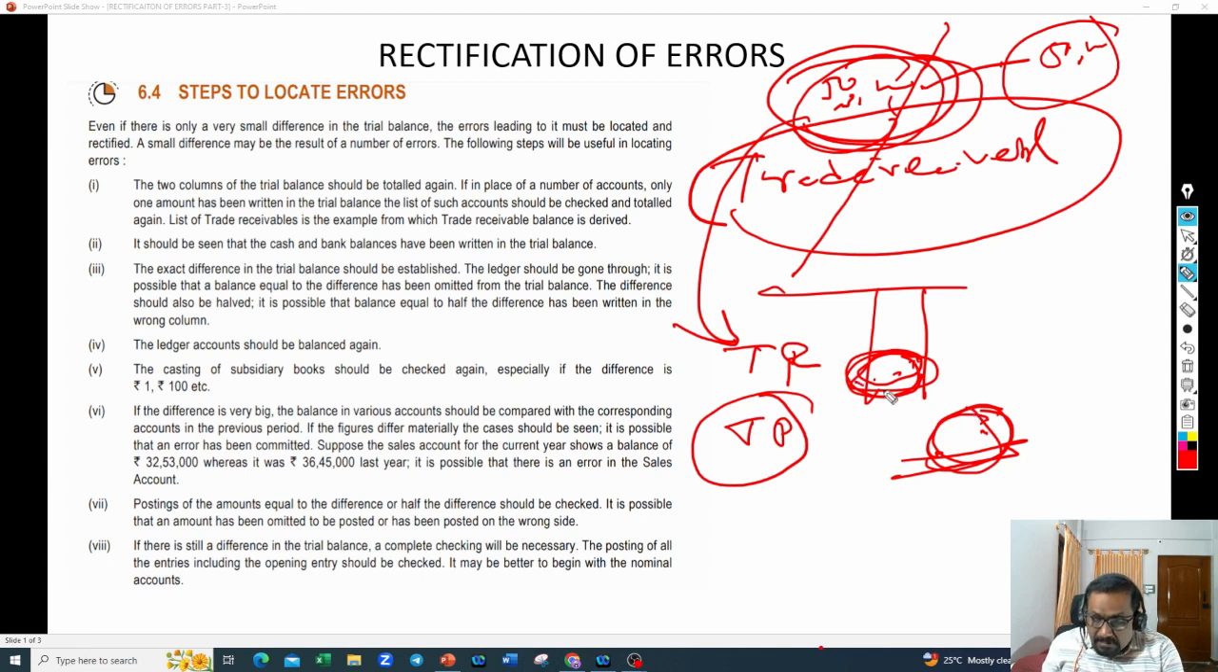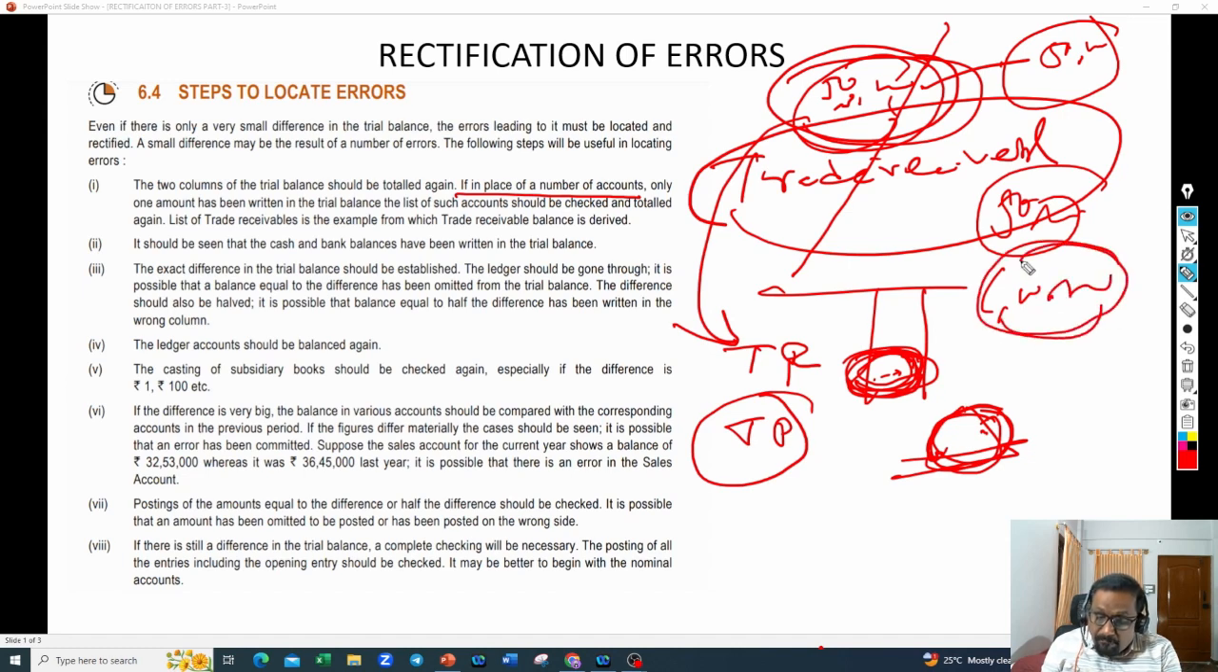So whenever you see these balances, you need to go and check those respective customer accounts and supplier accounts to understand whether the balances flown into trade receivables and trade payables are matching or not. If one account is missed out, obviously you will have a difference here. That is the reason he's saying that in place of the number of accounts, in the sense 50,000 supplier accounts or 1 lakh customer accounts, only one amount has been written in the trial balance.